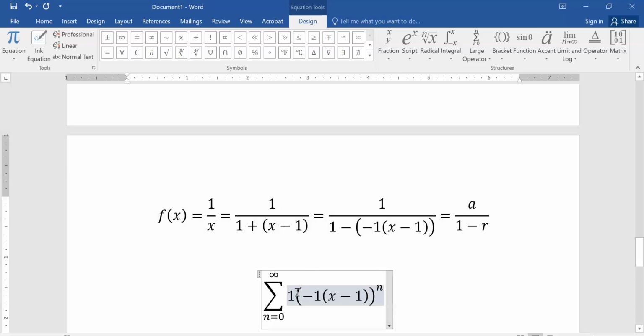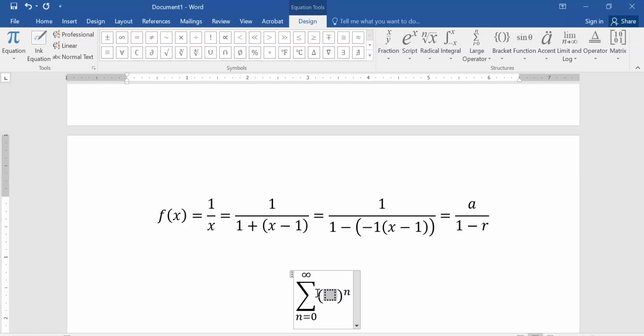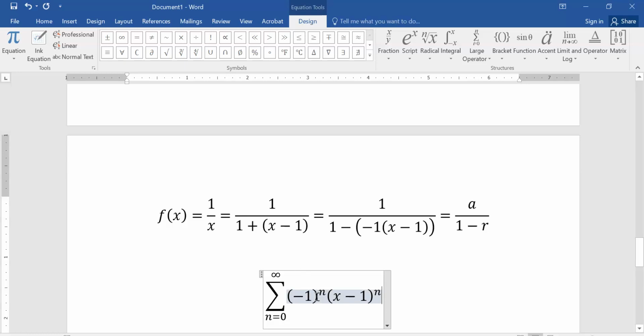By the way, you can break this up. You don't need to put a 1 in front. And then -1, you can take to the nth power. Let me do this slightly different then. -1, you can take to the nth power, and then x minus 1, you can also take to the nth power separately. And that's what we get.